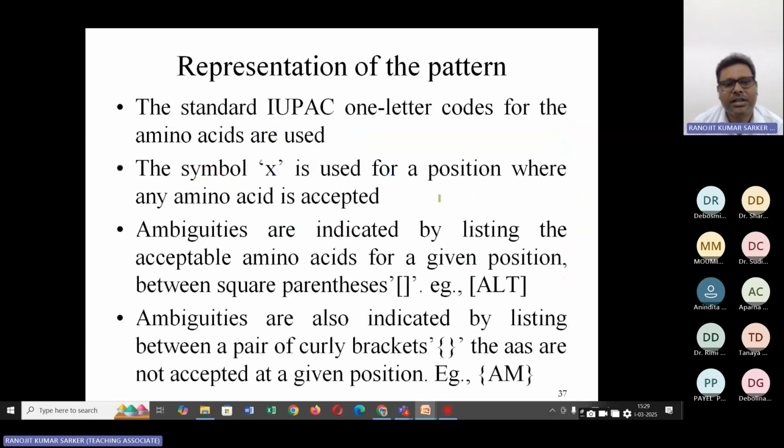Now I will tell you some other parameters. These are the standard IUPAC one-letter codes for the amino acids that we will use.